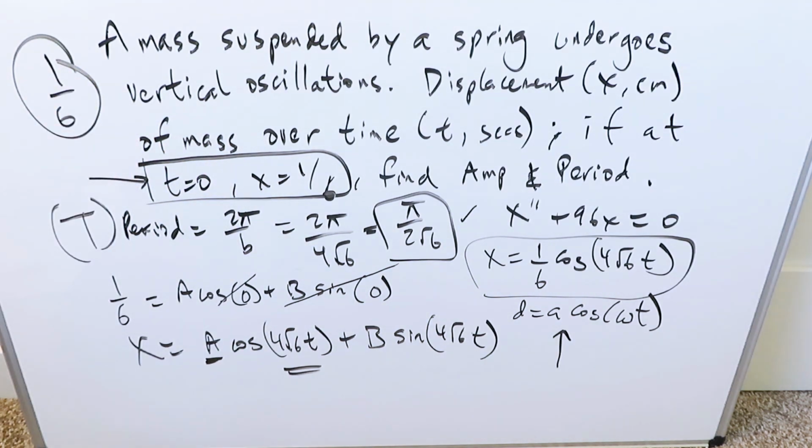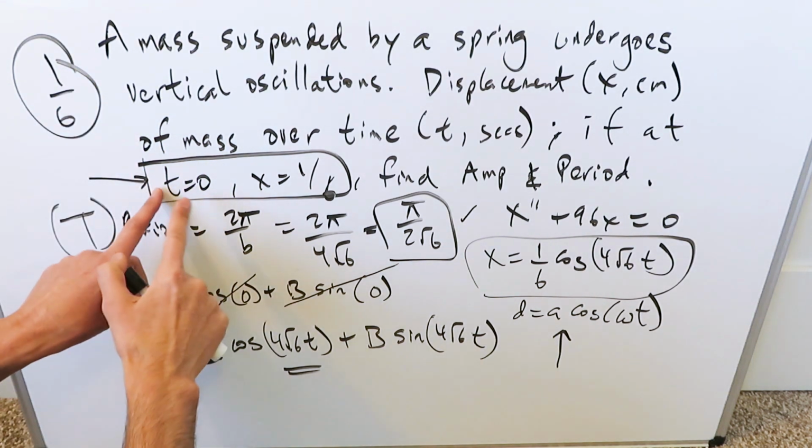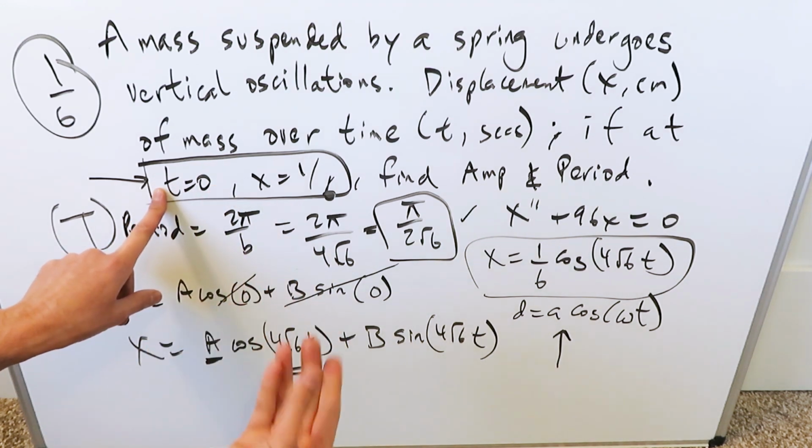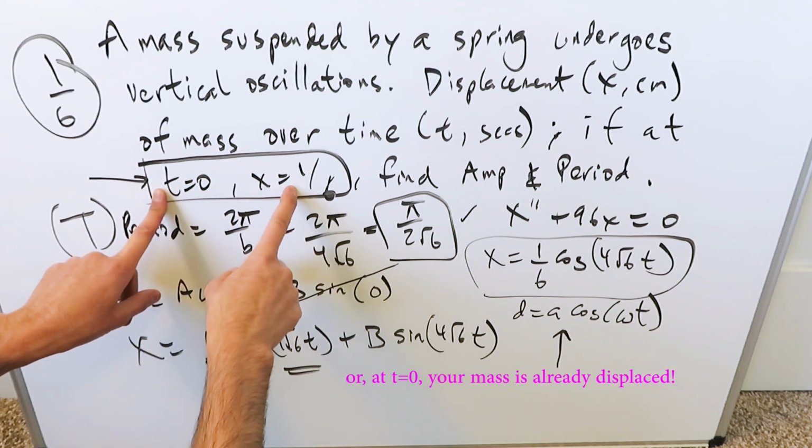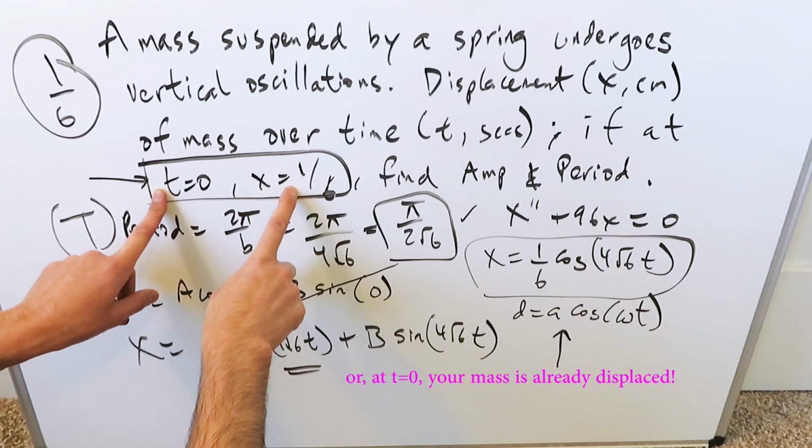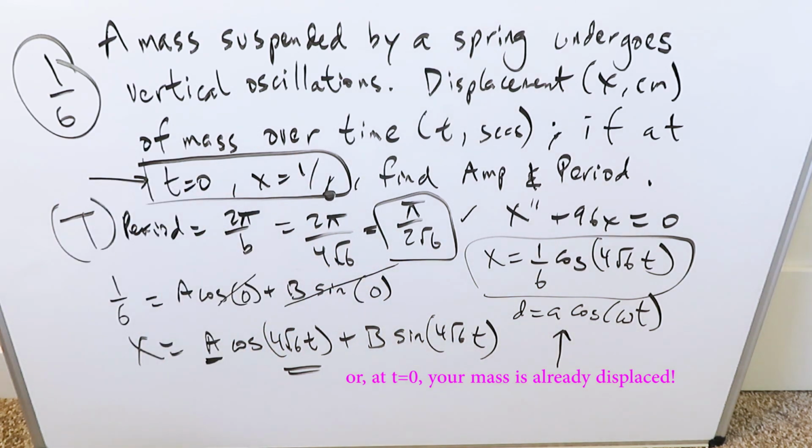What's your shortcut way of determining the amplitude really fast? Right here. At time t equals 0, when your system is at rest, you already have a displacement you're seeing, meaning you're seeing a maximum displacement, and that displacement you're seeing at time 0 is your amplitude. How can you picture that in a graphic manner?